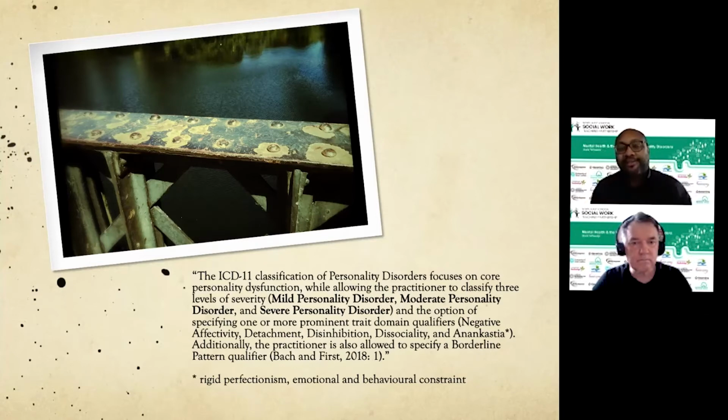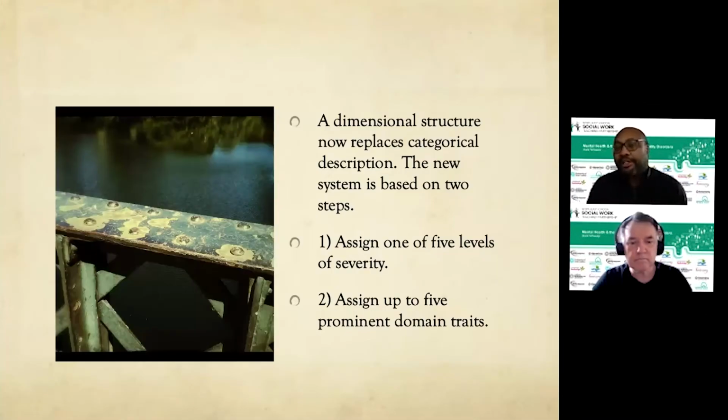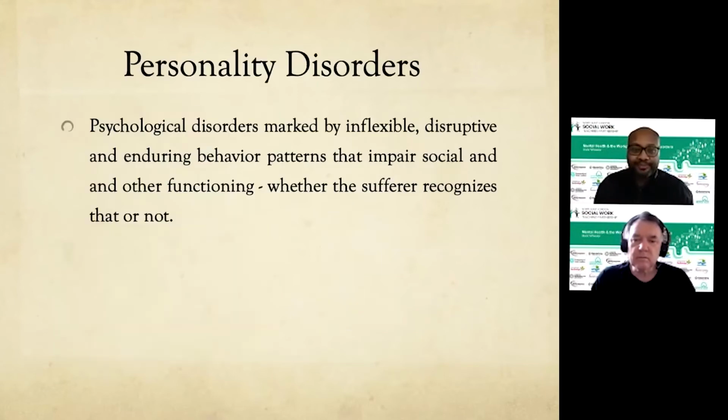And that's what the ICD-11, which is the current edition, focuses on. Okay? It has a dimensional structure, so it replaces the categories, and it's based on 2 steps: to assign one of the levels of severity and assign up to 5 prominent domain traits. And in theory, that can allow the treatment to be more effective. Rather than just saying someone has antisocial personality disorder, you can say someone has a severe XYZ. That then enables us to focus more on that person as an individual. Okay? So we're coming to the end of the first part, and in this part, what we've hopefully done is given you an idea of what personality is, what personality disorder are.